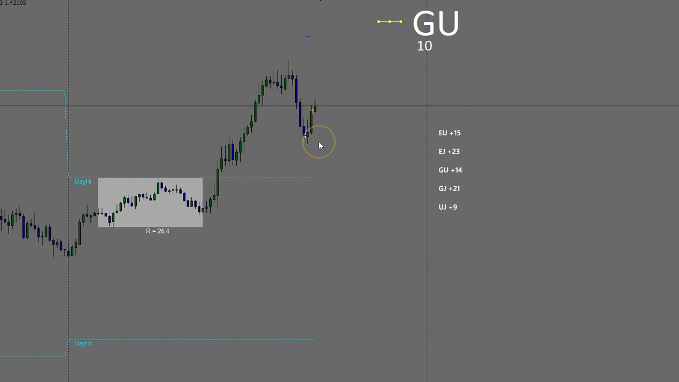Pound US dollar, took this trade here, pound US dollar I took at 94, letting it run up here, giving me 14 pips, which is more than 1-to-1 risk to reward. Quite happy with that.